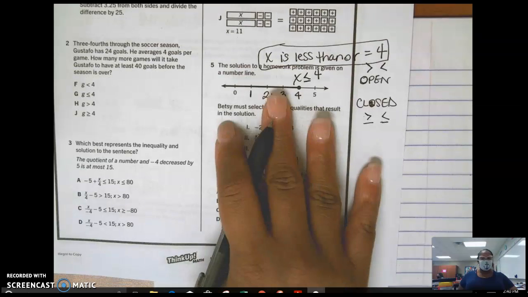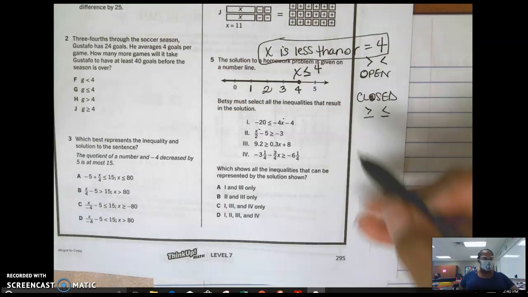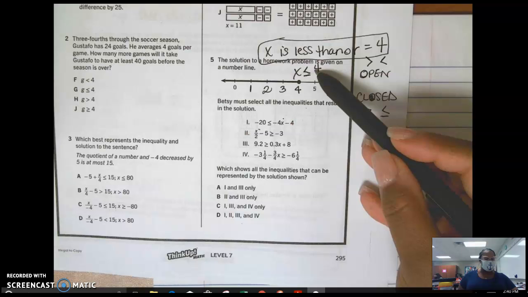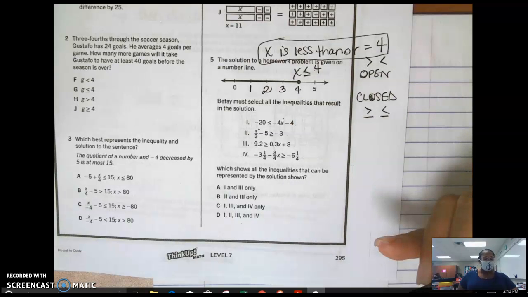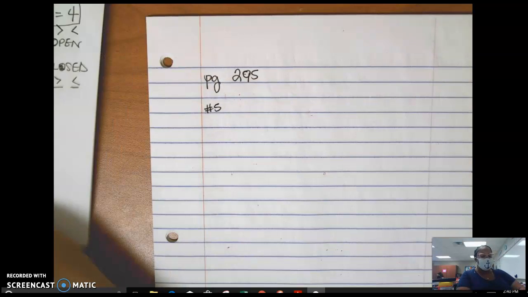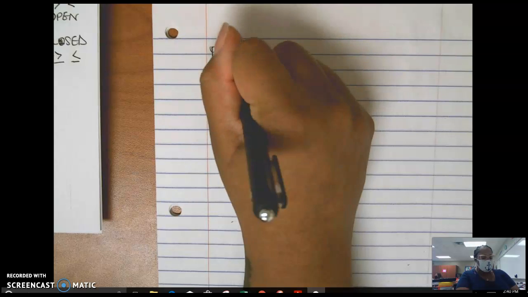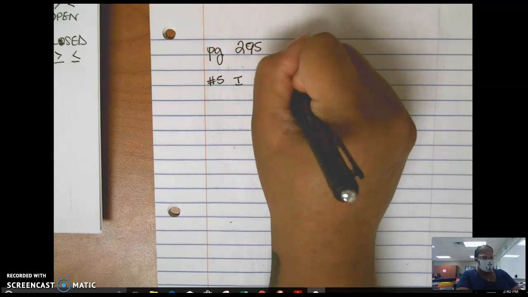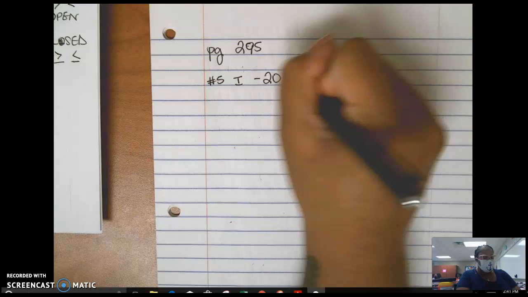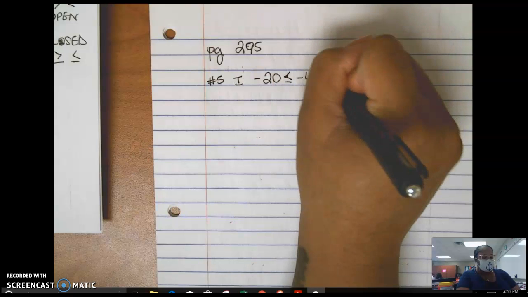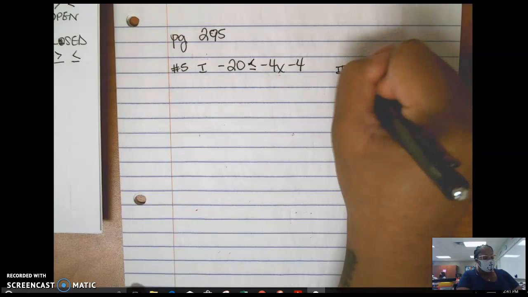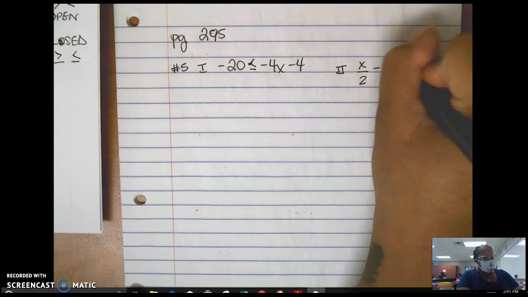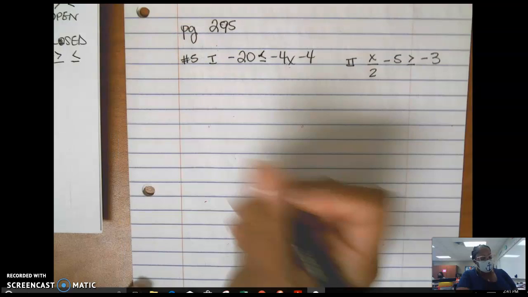Now, if I look at all of these and I want to find out what inequality matches that solution, guess what I have to do to each one? Solve it. Let's get to work. So if I'm showing my work on separate paper, I'm going to write number 1, -20 is less than or equal to -4x minus 4. Number 2, x over 2, that's half of x, minus 5 is greater than or equal to -3.